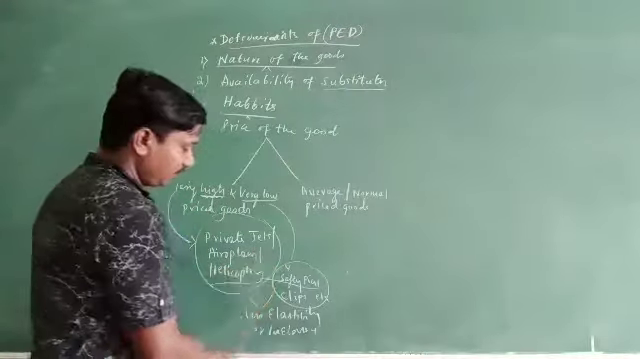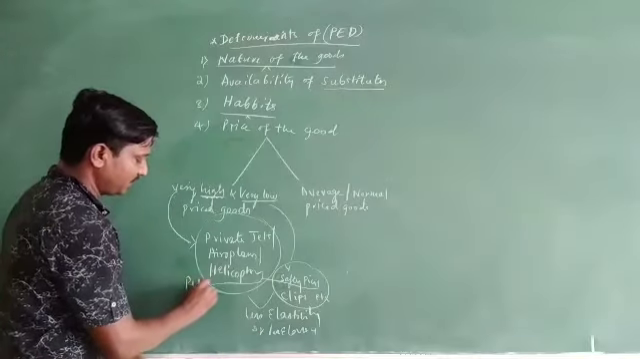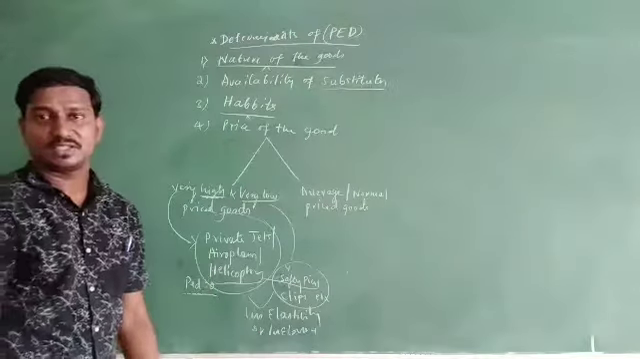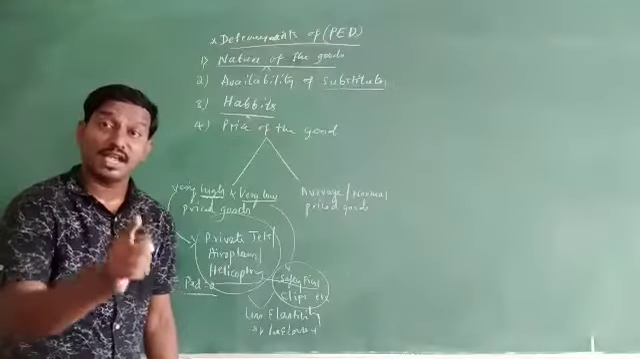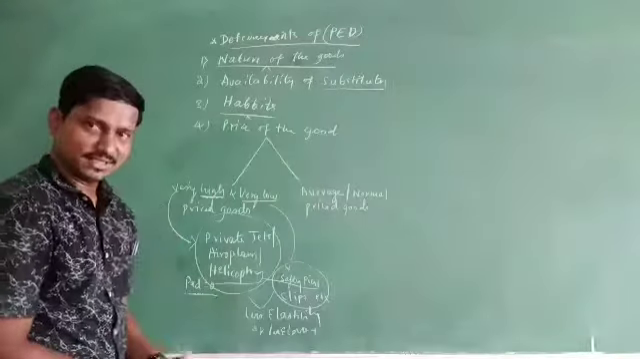Okay, this is clear here. Therefore, we are going to write price elasticity of demand is equal to 0. Price elasticity of demand is equal to 0 for very high priced and very low priced goods.